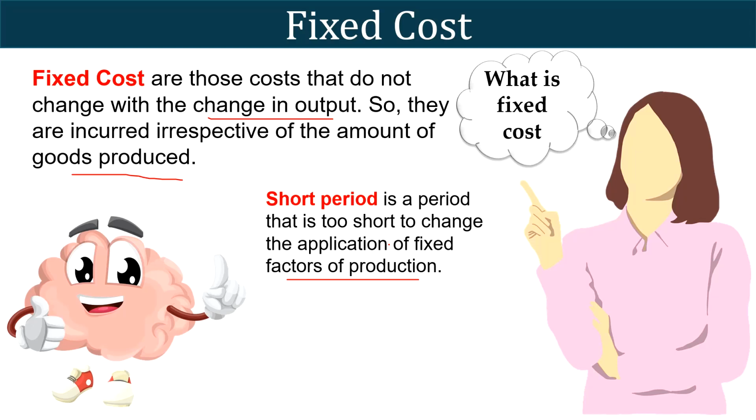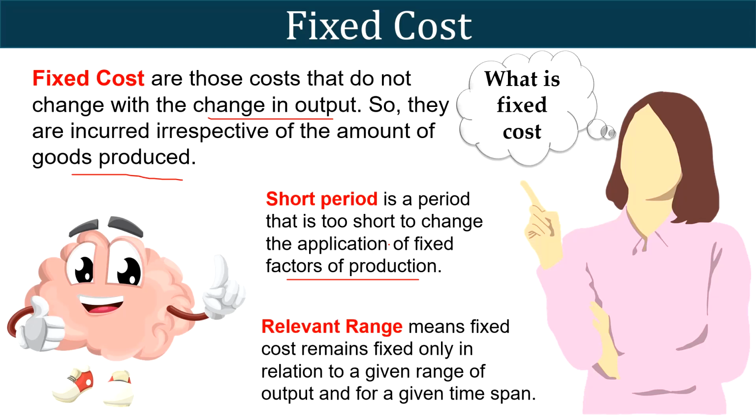within a relevant range. Now what is relevant range? Relevant range means fixed cost remains fixed only in relation to a given range of output and for a given span of time. So, if the output increases beyond that particular range, fixed cost will increase. So, these costs remain constant in total amount over the relevant range of activity for a specified period of time. However, fixed cost per unit decreases when production volume increases and vice versa.